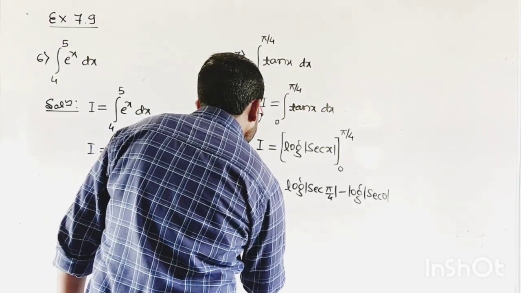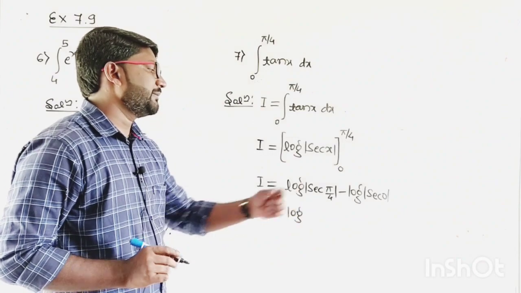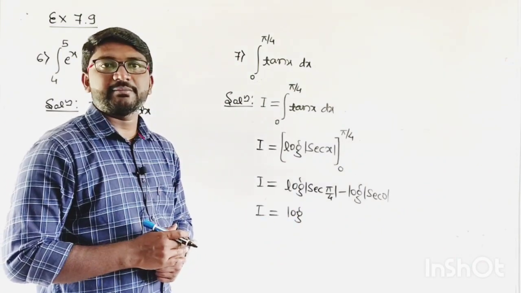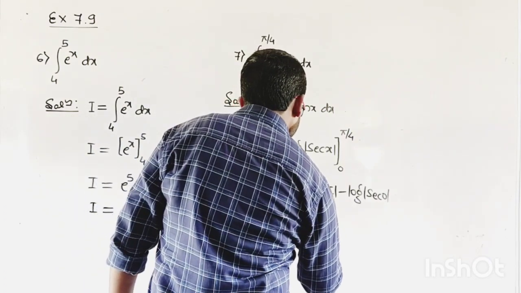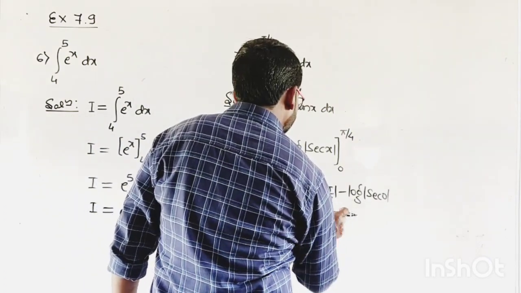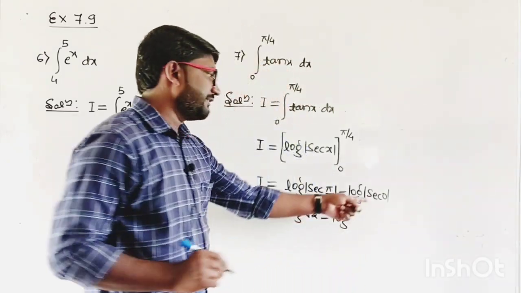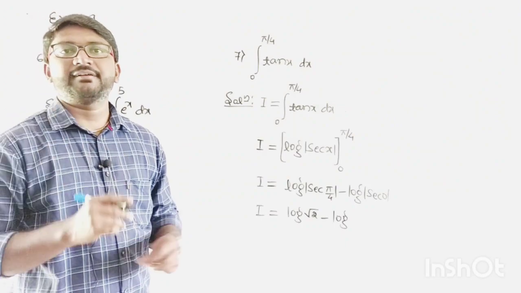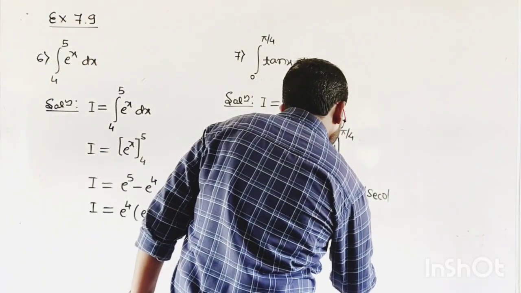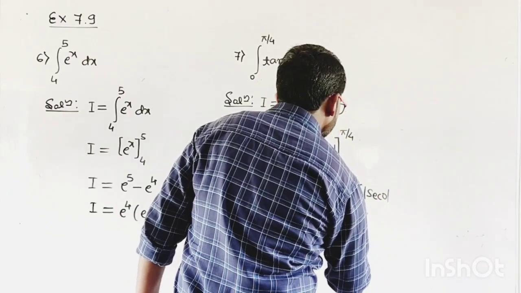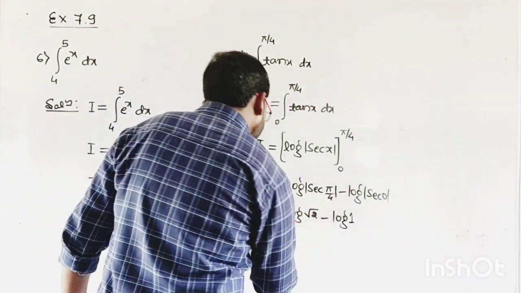So now I which is equals to log, so secant pi by 4 is the reciprocal of cos pi by 4. Cos pi by 4 it is 1 by root 2. Secant pi by 4 will be root 2. Then minus log. What is the value of secant 0? Cos 0 it is 1. Reciprocal of cos 0 it will be again 1. So here we get 1. What is the value of log 1? Log 1 means it is 0. So here the log 1 value is going to be 0.